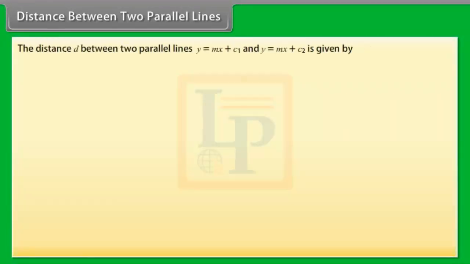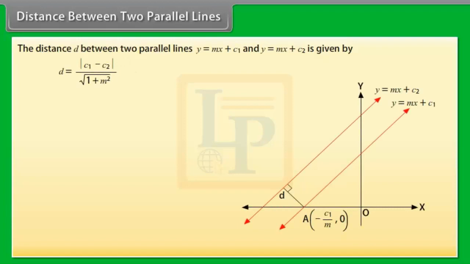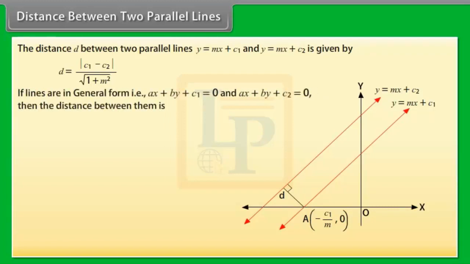Distance between two parallel lines. The distance d between two parallel lines y = mx + c1 and y = mx + c2 is given by d = |c1 - c2| / √(1 + m²). If lines are in general form, that is ax + by + c1 = 0 and ax + by + c2 = 0, then the distance between them is d = |c1 - c2| / √(a² + b²).